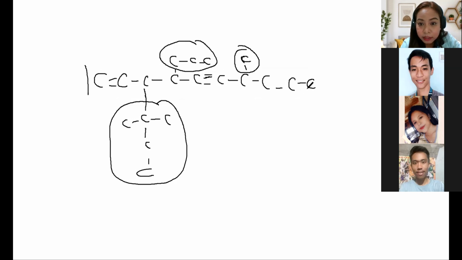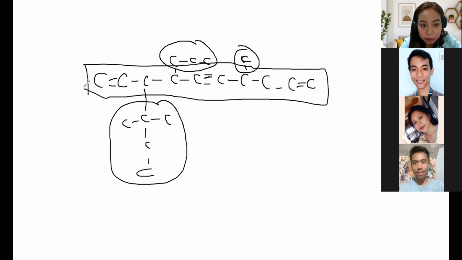And then C, double bond. This is our parent chain. So, 1, 2, 3, 4, 5. The triple bond is equal on both sides. The distance is equal: 5 carbon atoms here, 5 carbon atoms there. So, we cannot base it on the triple bond.